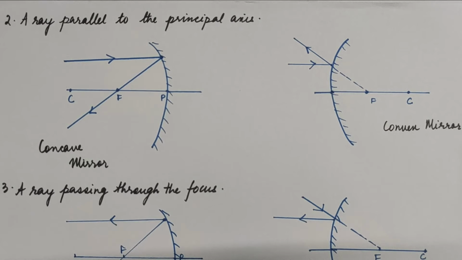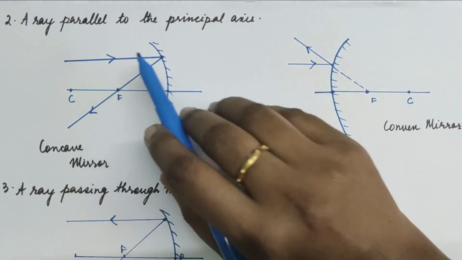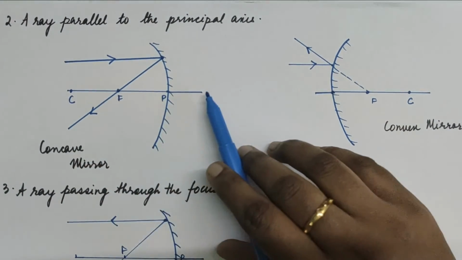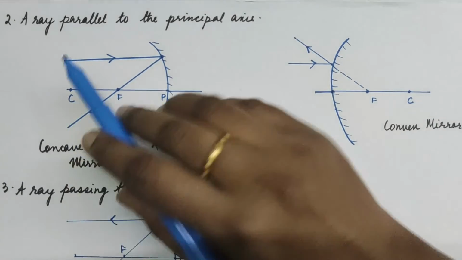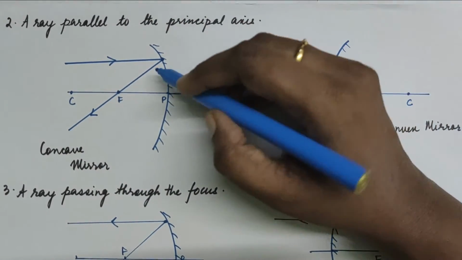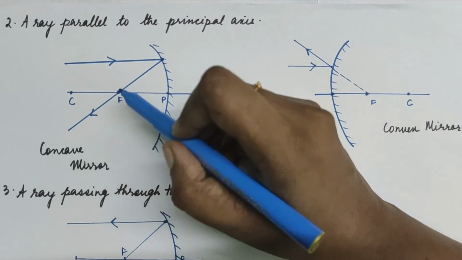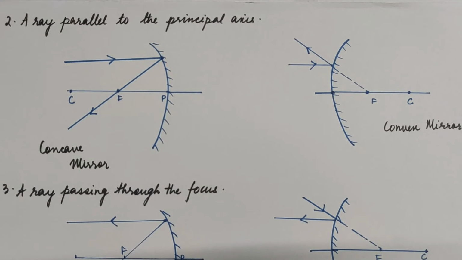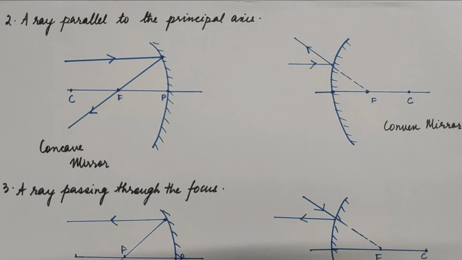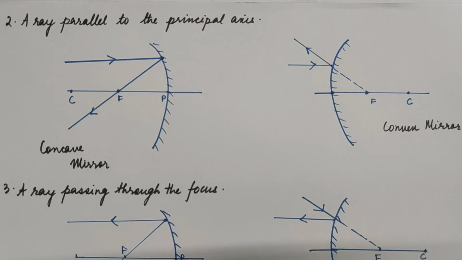The second is when a ray parallel to the principal axis is there, then what happens to it after reflection? So you can see a ray which is parallel to the principal axis. This is the imaginary line touching the pole, focus and the center of curvature, which is called the principal axis. And when it is coming parallel to the principal axis, it passes through the focus in the case of a concave mirror. So you can say that a ray of light parallel to the principal axis after reflection from a concave mirror will pass through the focus. You have to keep these points in mind while drawing the ray diagrams for any given condition.